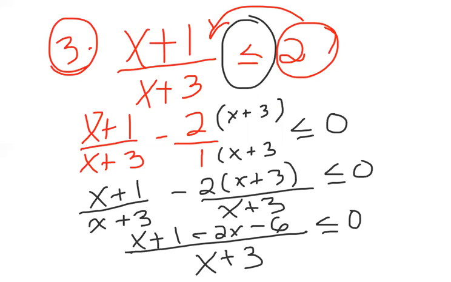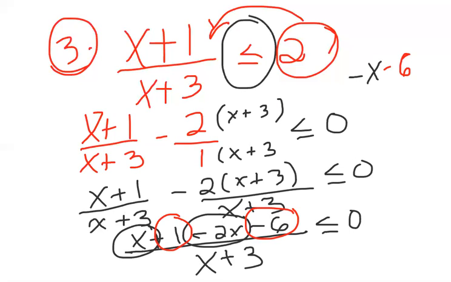If you want to keep combining this, you can take the x minus 2x. That gives you a negative x. And of course, you have a positive 1 minus 6. That's going to give you a minus 5. Okay, let's fix that. Minus 5. And then that's less than or equal to 0. I forgot my denominator. My denominator is x plus 3.